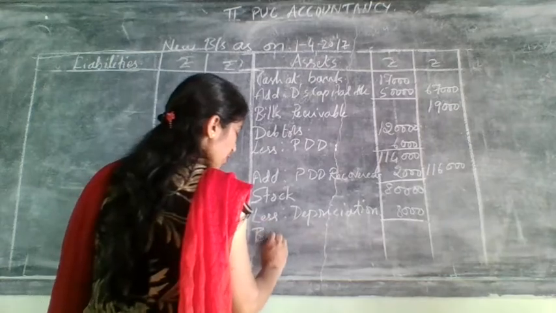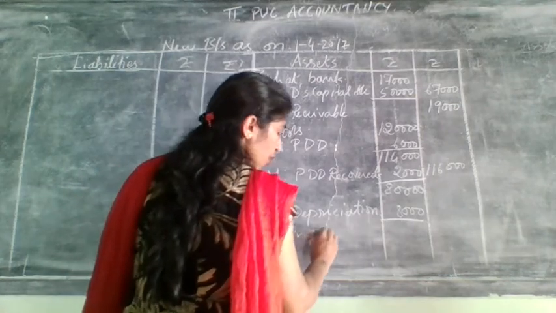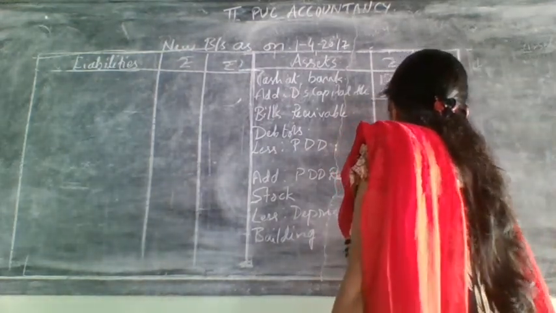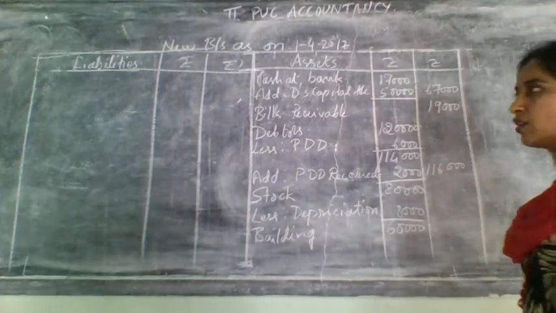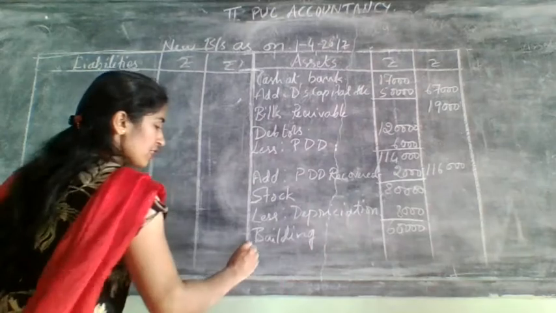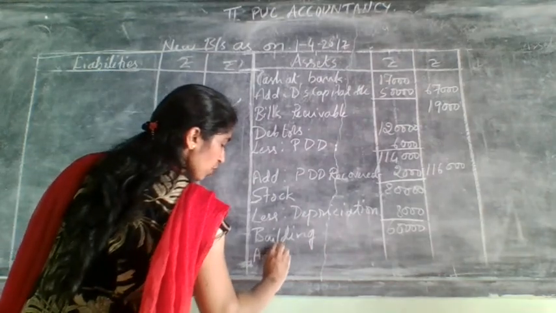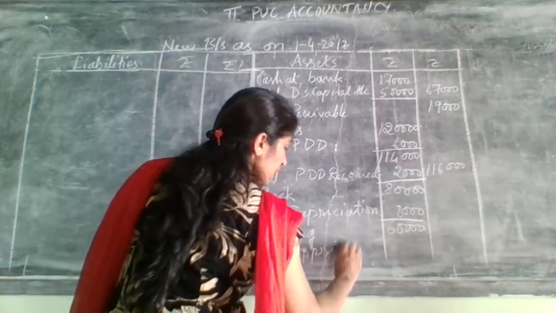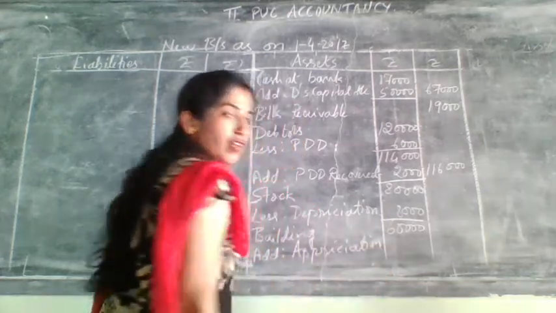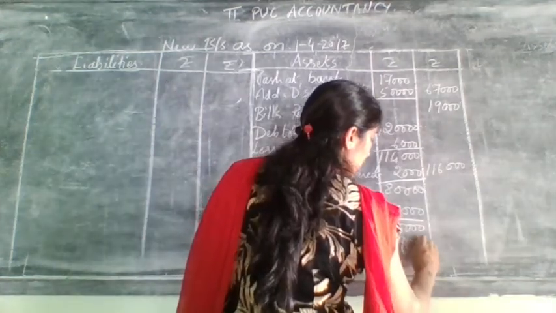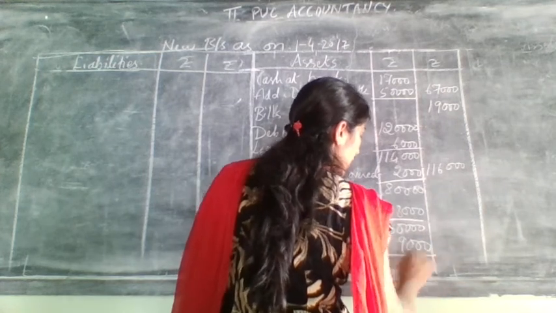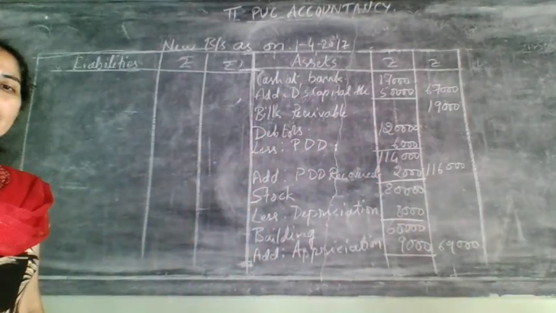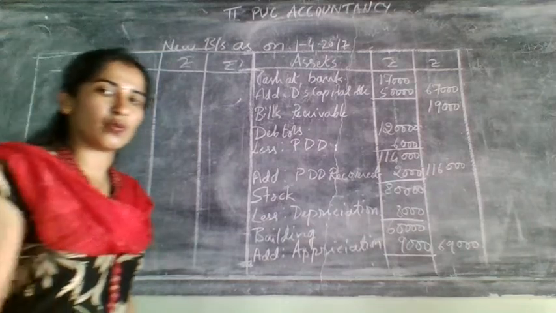Next asset was building. Correct? Building, how much have they given? Building they have given 60,000. For this, check in the revaluation account where the building amount is. It was on the credit side and we have considered that as appreciation. So when it is appreciation, you need to add. So add appreciation. How much appreciation did you write there? It was 9,000. So take that 9,000, 60 plus 9, 69,000, and write it in the outer column.